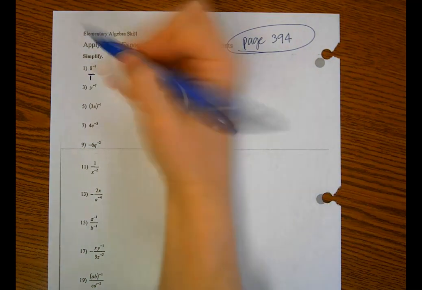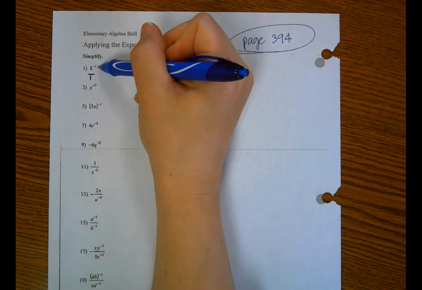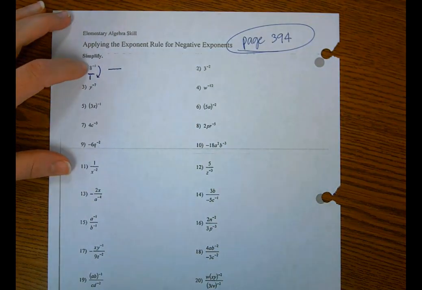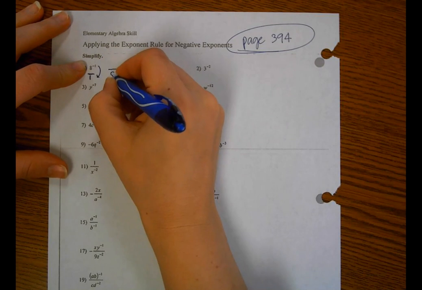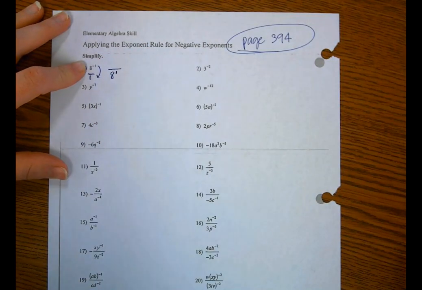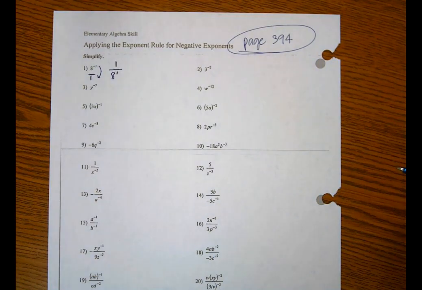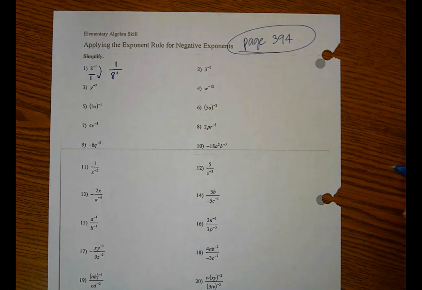So in order to make this exponent positive, we're going to have to move it to the bottom. That's going to take everything out of the top. So this 8 to the negative 1 is now going to move to the bottom. And since there is nothing on top, we will always put a 1 on top to make it a fraction. We can't just have nothing at the top of a fraction.